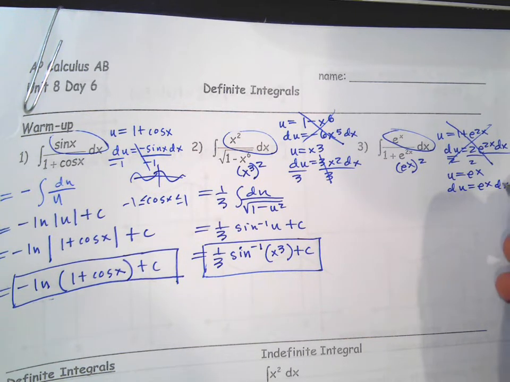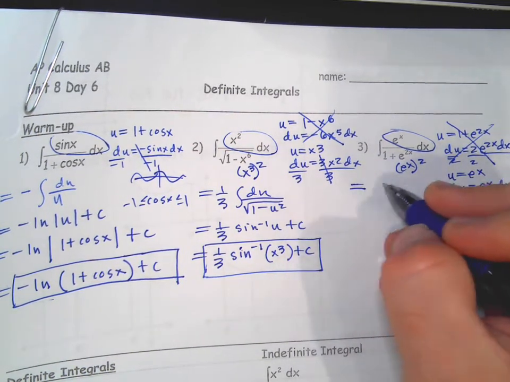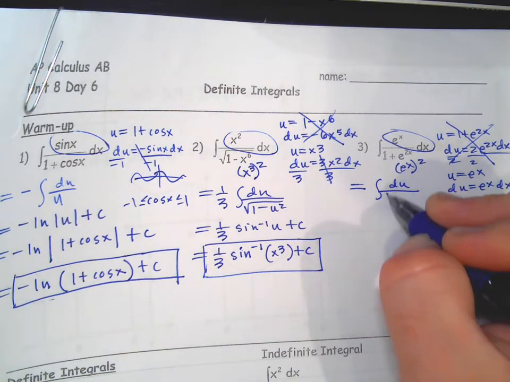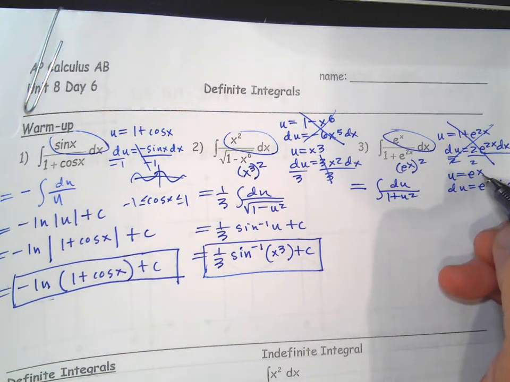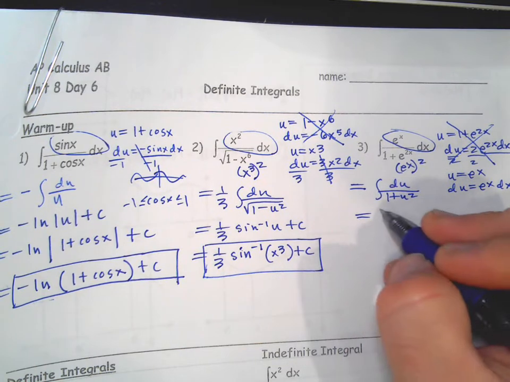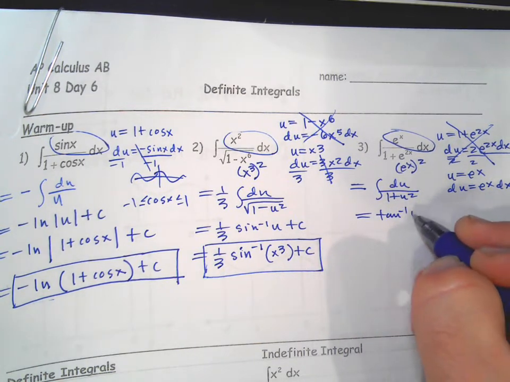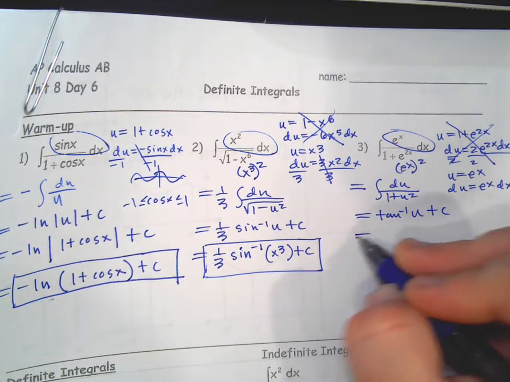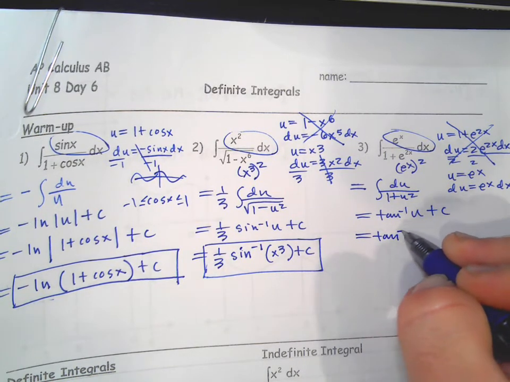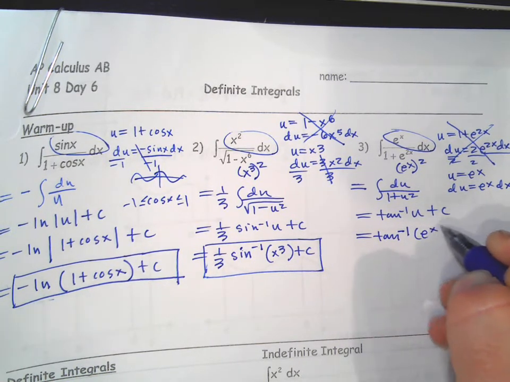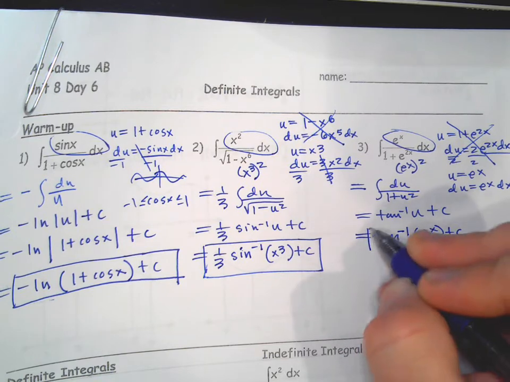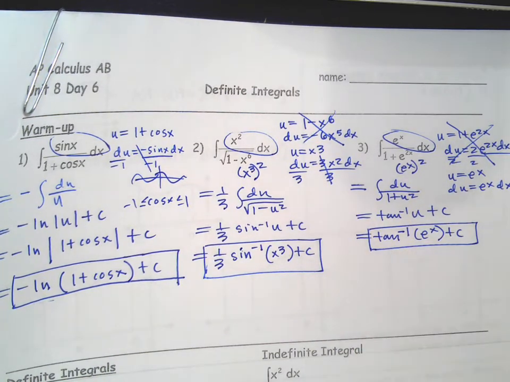That's what we wanted. So this is going to be du over 1 plus u squared. So that's going to be inverse tangent of u plus c. So that's going to be inverse tangent of e to the x plus c. There you go.